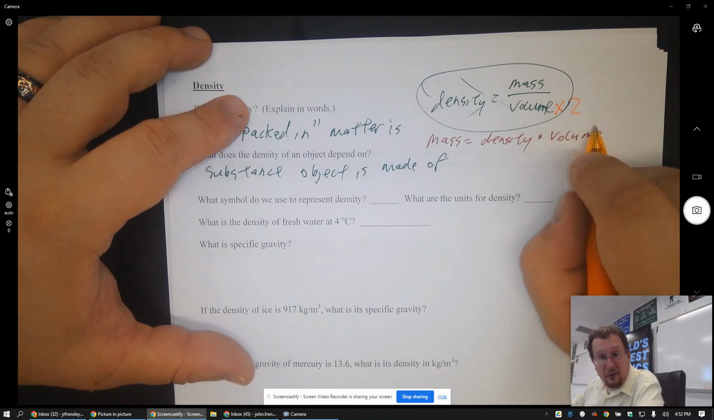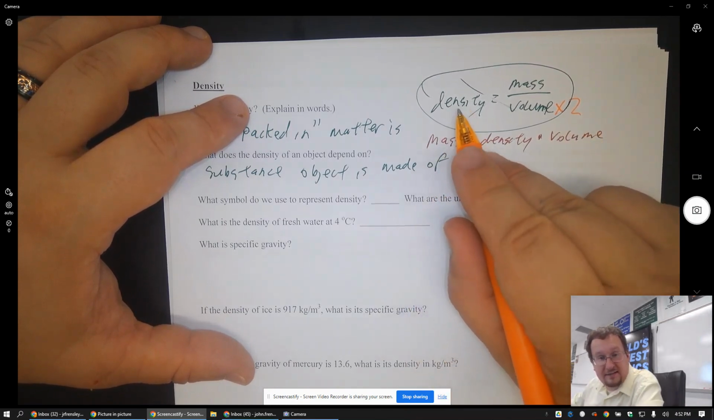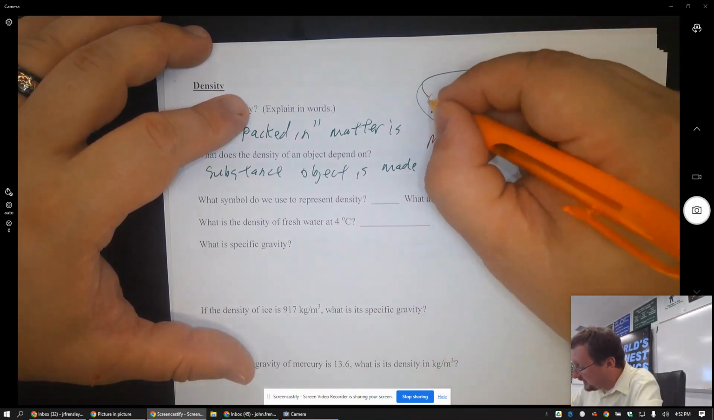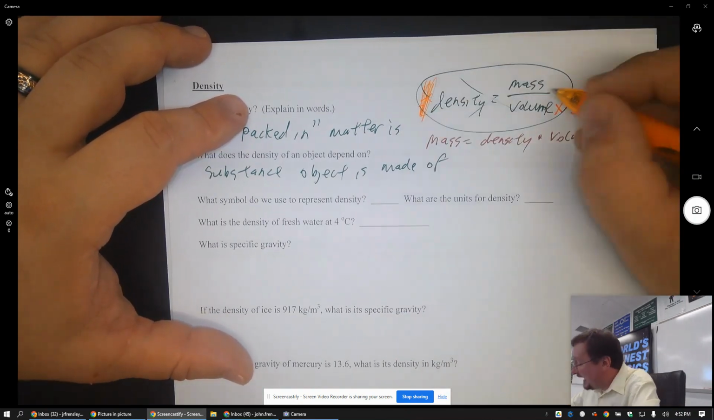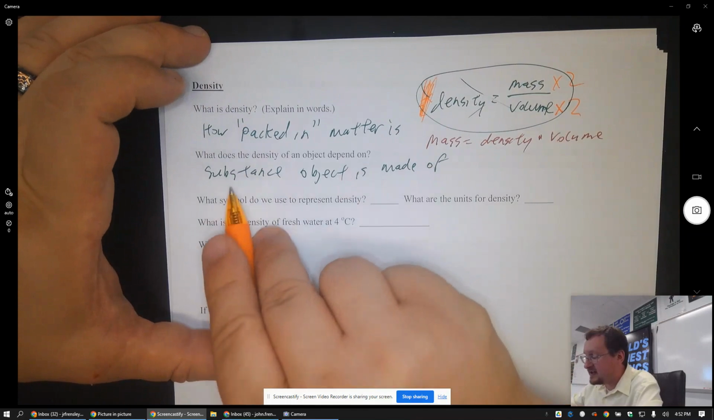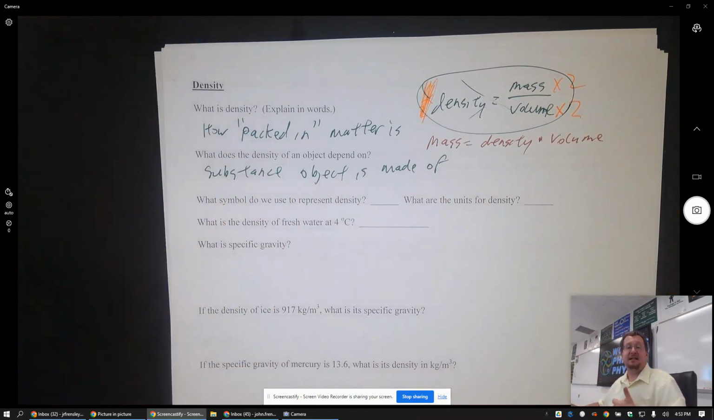Then I doubled the volume. What does that do to the density? And I bet you'll have students say, oh, yeah, that's half the density because you doubled the denominator. No, it's twice as much mass. The density didn't change because the substance is still the same.